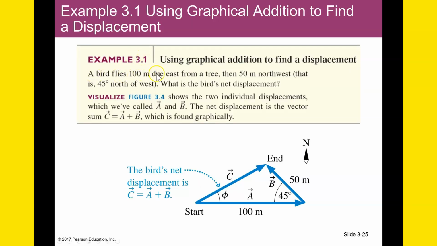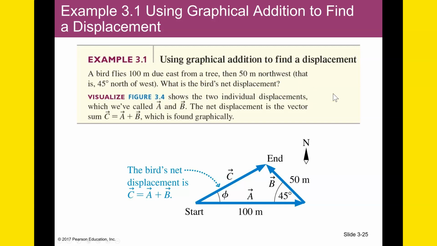Example 3.1. A bird flies 100 miles due east from a tree, then 50 meters northwest. So when it says northwest, it means at a 45-degree angle between north and west. So that is 45 degrees north of west, or you could even say 45 degrees west of north, because they're the same thing in the special case of 45 degrees. What is the bird's net displacement?